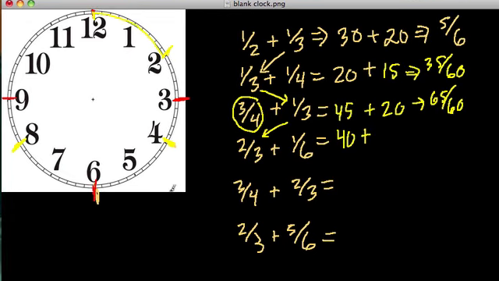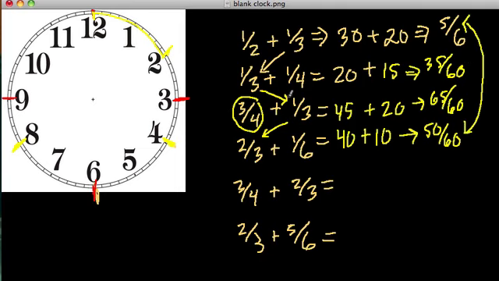And what ends up happening is that 1/6 of an hour is just 10 minutes, because it takes 10 minutes 6 times to equal 60. And that means that 1/6 is 10 minutes. So here we have 40 plus 10, and it's 50 out of 60, or 5/6, which is the same thing that we had right here.